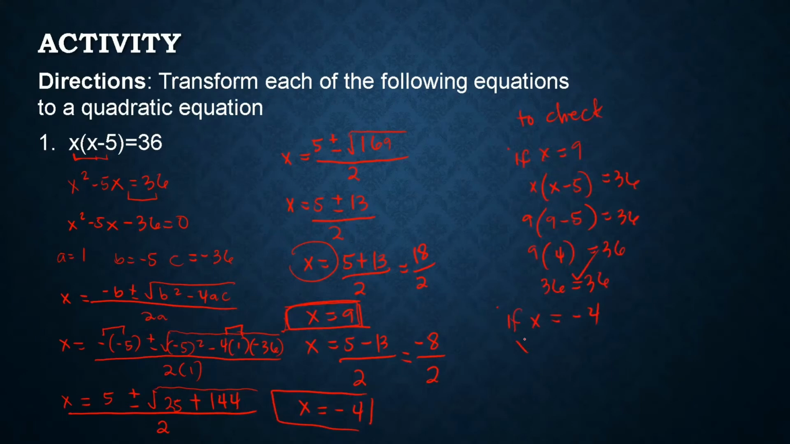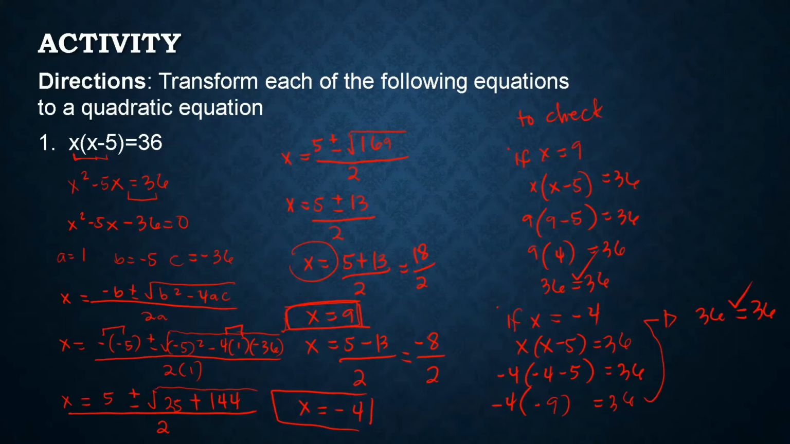Next is if x is equal to negative 4. So x times the quantity of x minus 5 is equal to 36. So negative 4 times negative 4 minus 5 is equal to positive 36. So negative 4 minus 5 is equal to negative 9. So if we solve this, negative 4 times negative 9 is positive 36, and it is equal to positive 36.